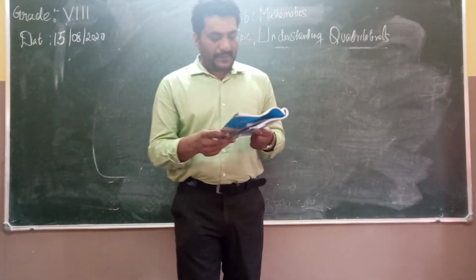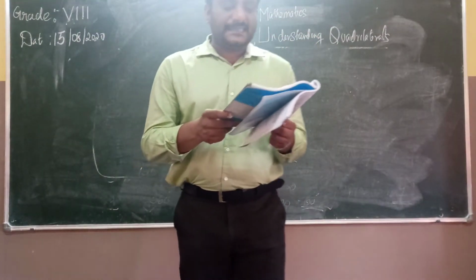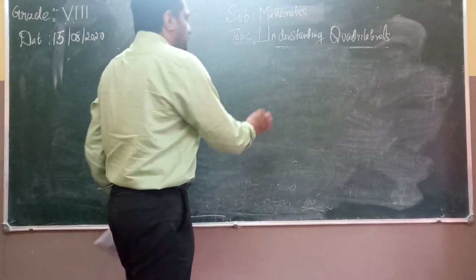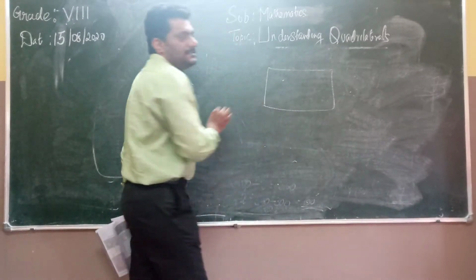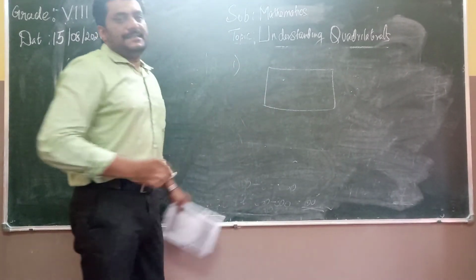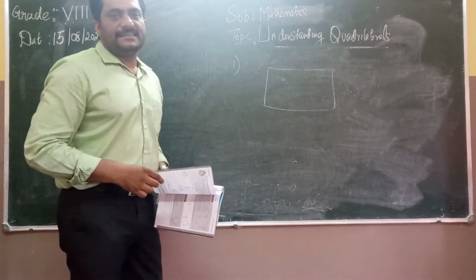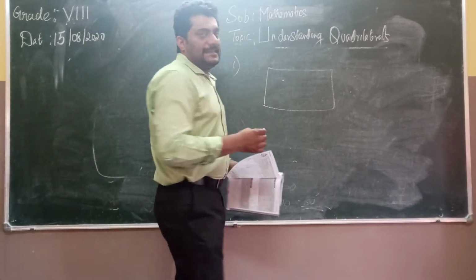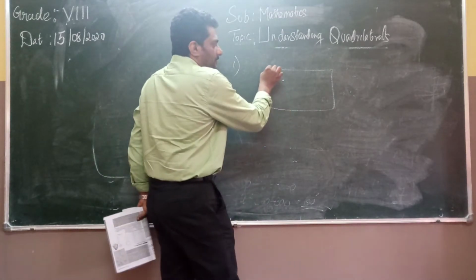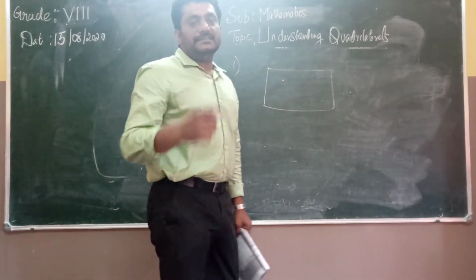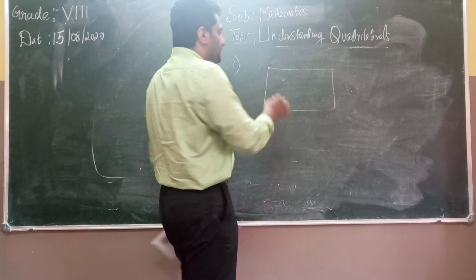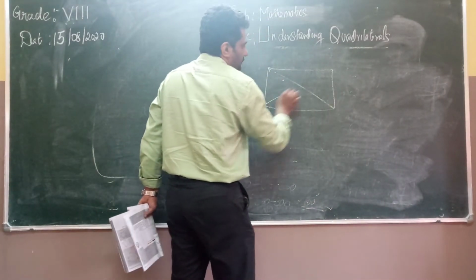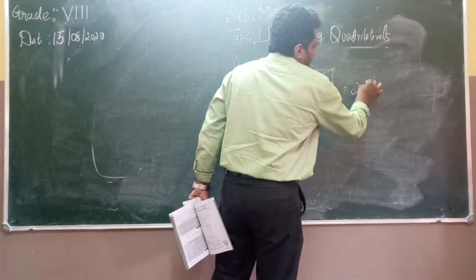Now there is a second question. How many diagonals does each of the following have? That means, this is a quadrilateral. This is the first question. They are asking how many diagonals we can draw. What is a diagonal? A diagonal is nothing but a line drawn between two non-consecutive vertices. That means from here to here, from here to here. So I get two diagonals.